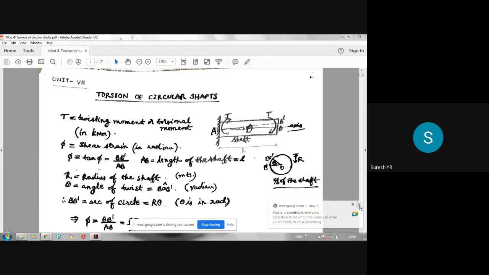Today we will start a new chapter, Torsion of Circular Shafts. It is the second chapter in module 4. We have covered bending stress and shear stress in module 4. The second chapter is this torsion of circular shafts.